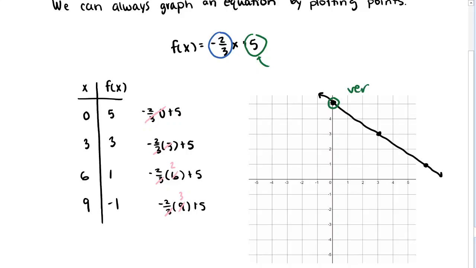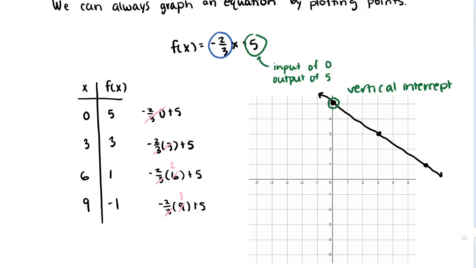It's what we call the vertical intercept of our line, of our function. This is the point where our function crosses the vertical axis, so we call it the vertical intercept. And it corresponds to the point with an input of 0, we get an output of 5. So it's the point obtained by inputting 0 into our function, and it's the point where our graph crosses the vertical axis. So sometimes we call that point not just the initial value, but we call it the vertical intercept.